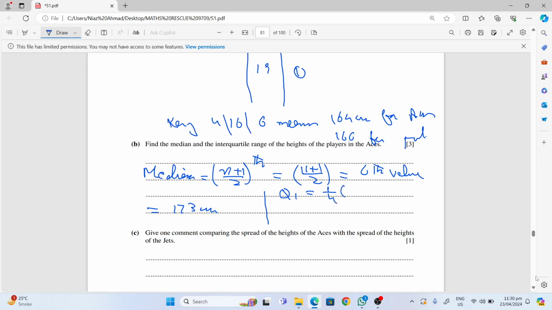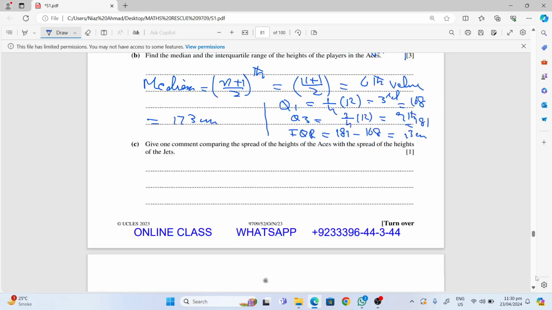Q1 is 1 by 4 into 11 plus 1, that is 12. This is third value, and third value is 168. And for Q3, that is 3 by 4 of 12. This is ninth, and ninth is 181. So your IQR will be the difference of 181 minus 168, that is 13 centimeter.